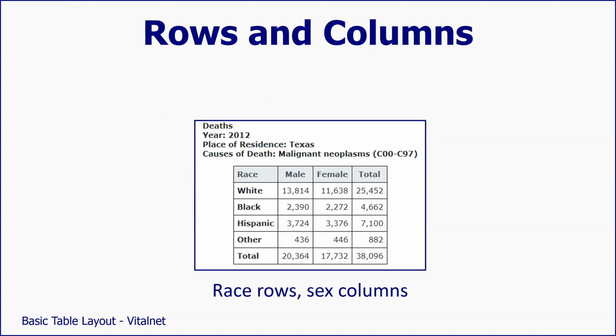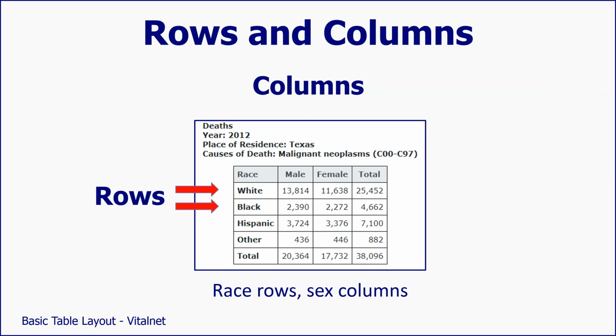Rows and columns are confusing to some users. Rows go horizontal, left to right. Columns go vertical, up and down. In the example, the race rows go sideways. A row for white, a row for black, etc. The sex columns go up and down. A column for male and a column for female.